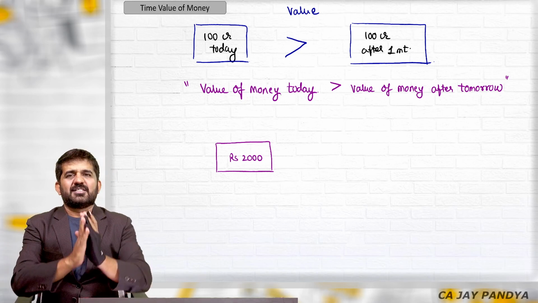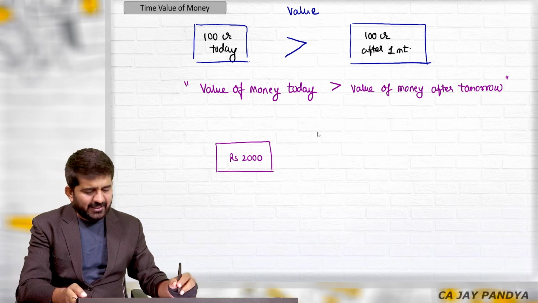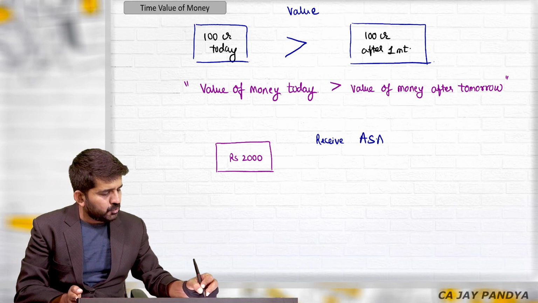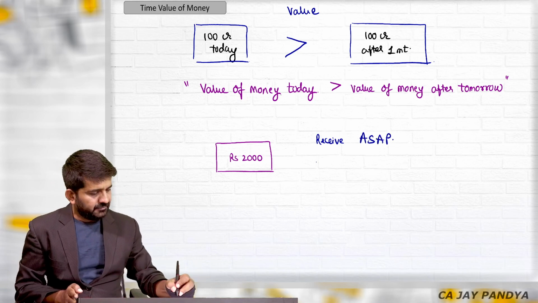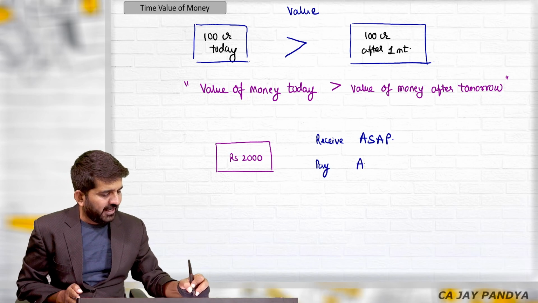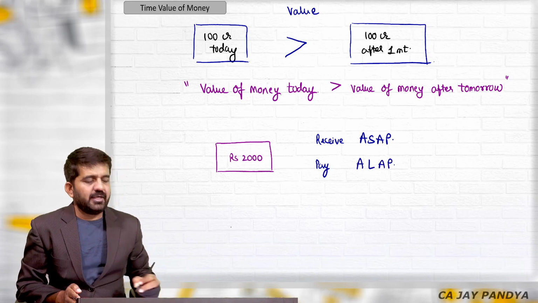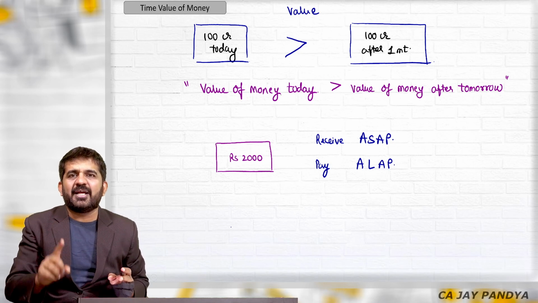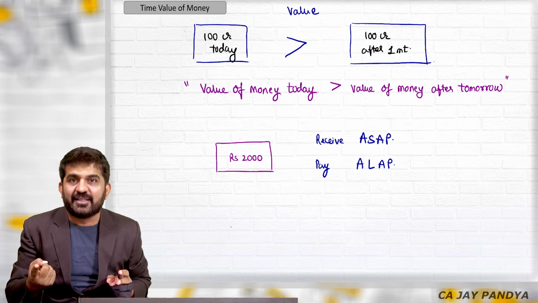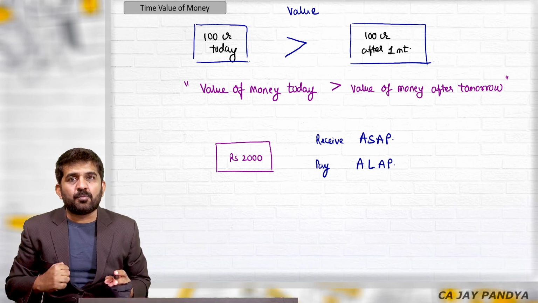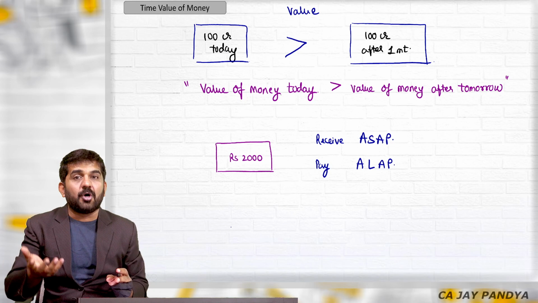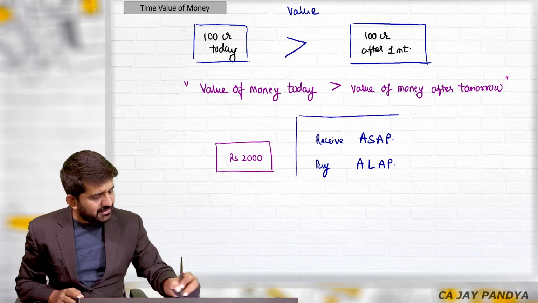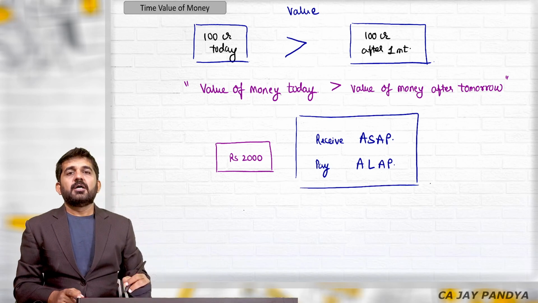So in finance, it is always told that you receive as soon as possible, but you pay as late as possible. So if your electricity bill due date is the 7th, you should always pay on the 7th. But if you are to receive money and someone offers you to receive or pay money immediately, you should take that immediately. And this is where our concept will revolve.